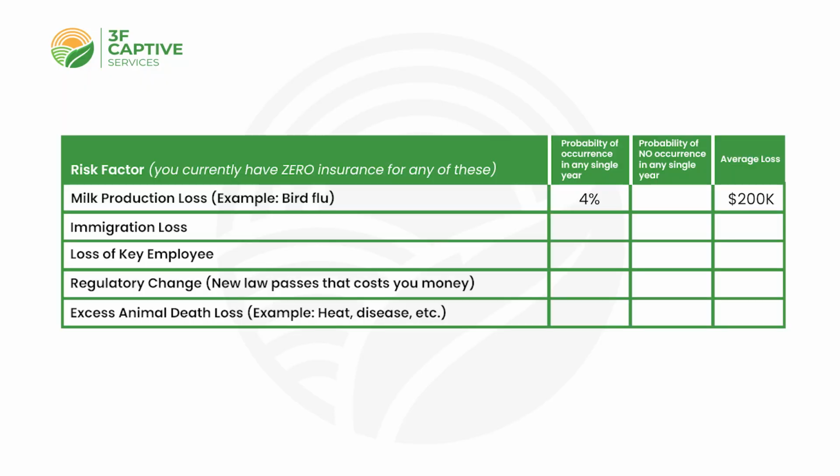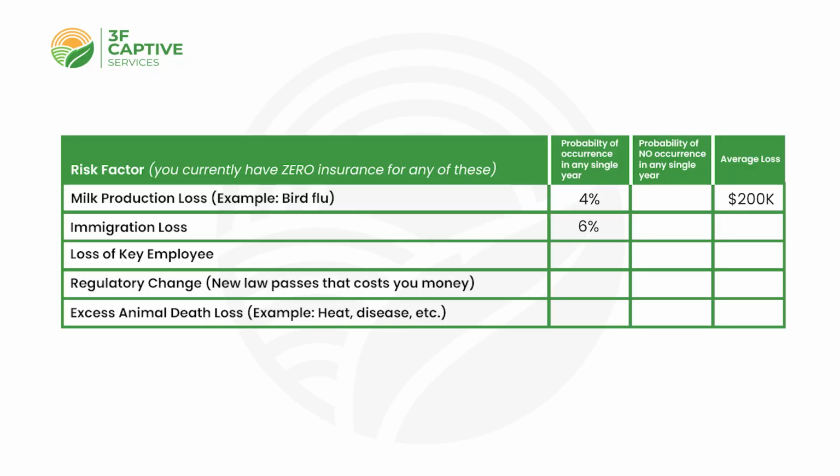Now let's talk about immigration loss, meaning you have a loss for your ranch because of some immigration issue. This one feels like it's somewhat more likely than it used to be, right? Let's go with 6%.